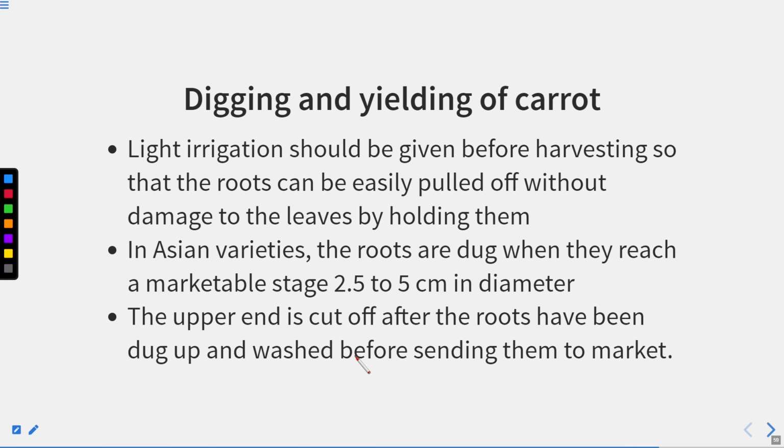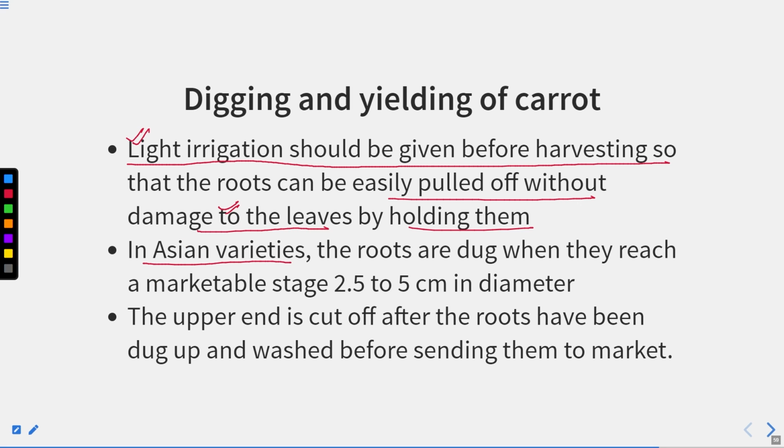Light irrigation should be given before the harvesting. Before harvesting, the roots can be easily pulled off without damage to the leaves by holding them. So before harvesting, what you have to do is give a light irrigation. It makes the soil soft and you can take out the carrot very easily, without any damage to the leaves by holding them. So you will pluck the plant by holding the leaves and you can dig out the whole root with that.